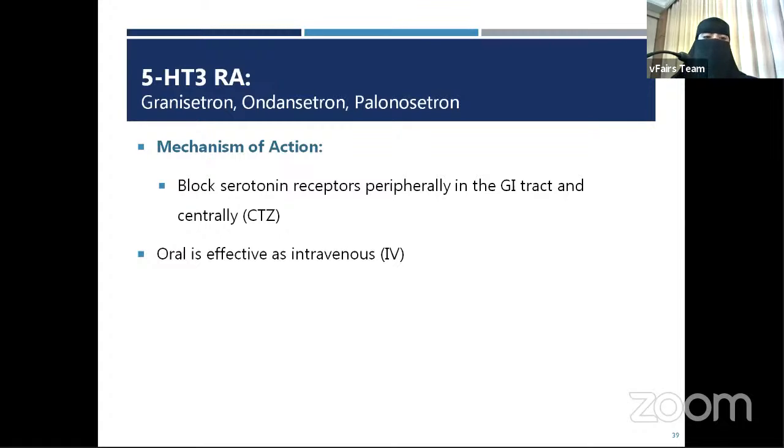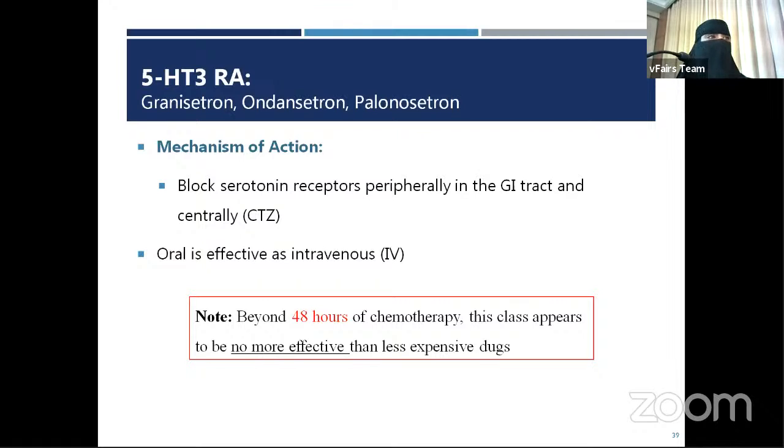Moving to the second group, which is granisetron, a serotonin receptor antagonist. It blocks serotonin peripherally and centrally. The oral medication is effective as well as the IV. And beyond 48 hours of use of these medications, there is no further benefit or effect.